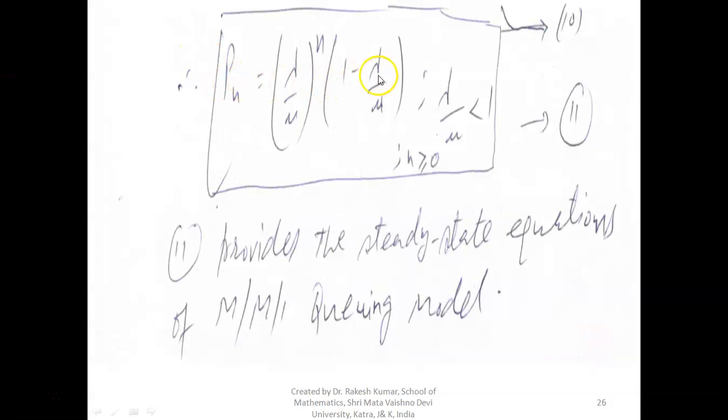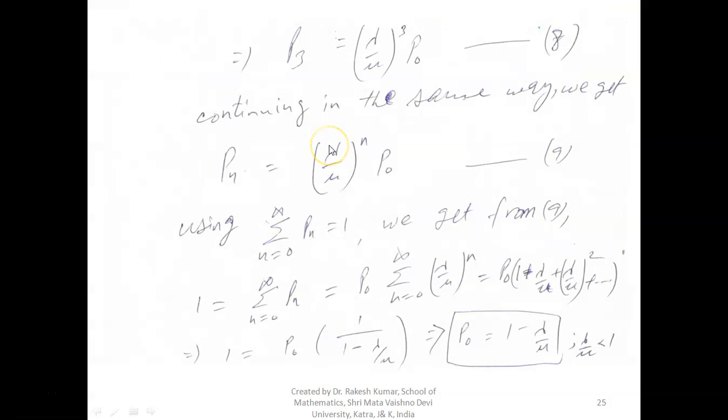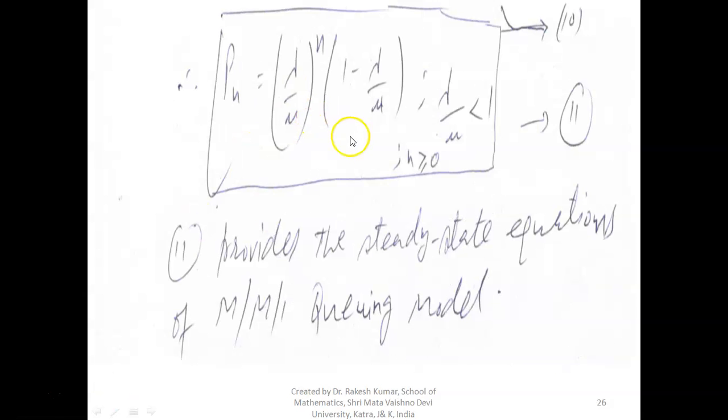So therefore, substituting the value of P naught in equation number 9, we get Pn equals (lambda upon mu) raised to power n times (1 minus lambda upon mu), with lambda upon mu less than 1 and greater than or equal to 0. So equation 11 provides the steady state probabilities of the M/M/1 queuing model.